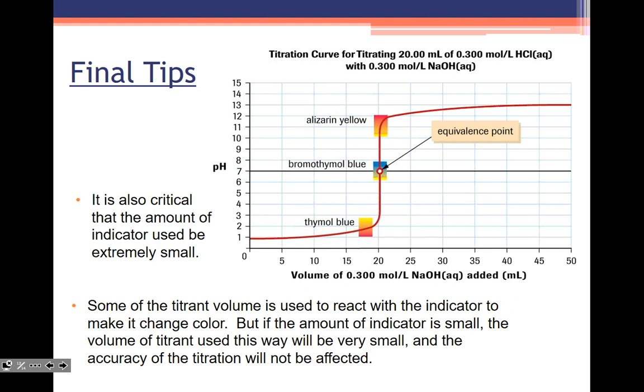Final tips. It is also critical that the amount of indicator used be extremely small. So you only want to add 2-3 drops maximum to your sample, because you're always adding your indicator to your sample. Some of the titrant volume is used to react with the indicator to make it change color. But if the amount of indicator is very small, like 2 drops or 3 max, the volume of the titrant used this way will be very small, and the accuracy of the titration will not be affected.